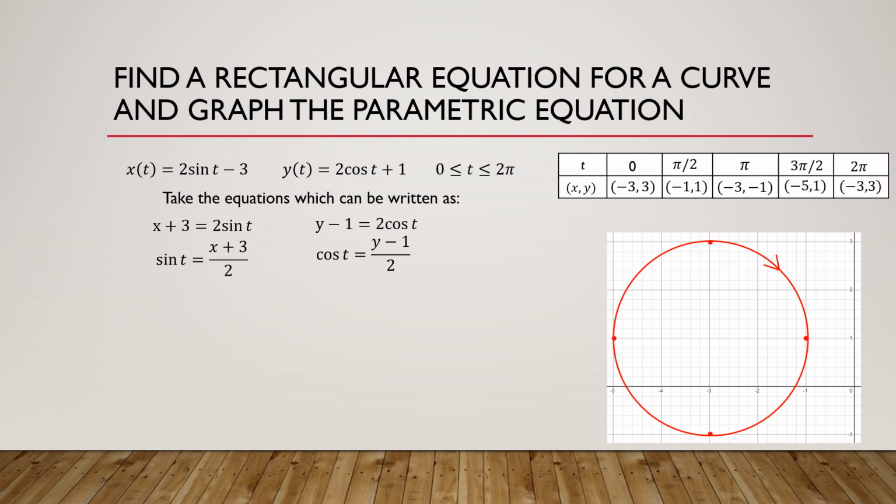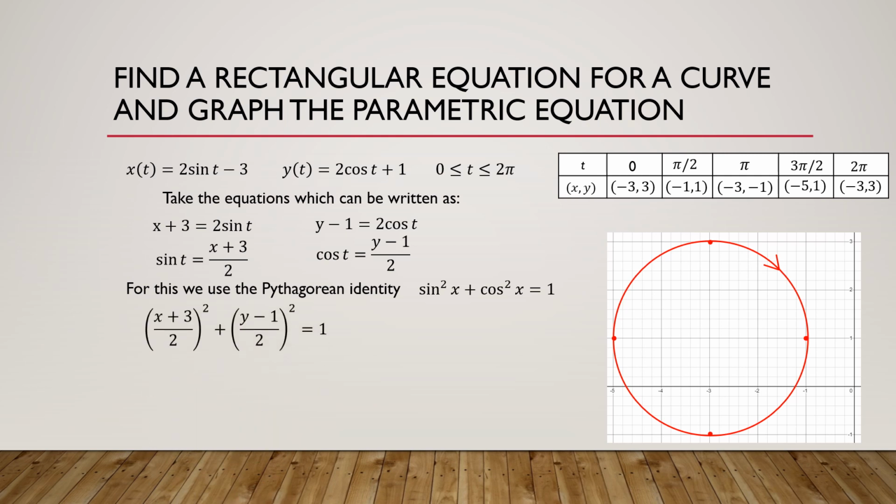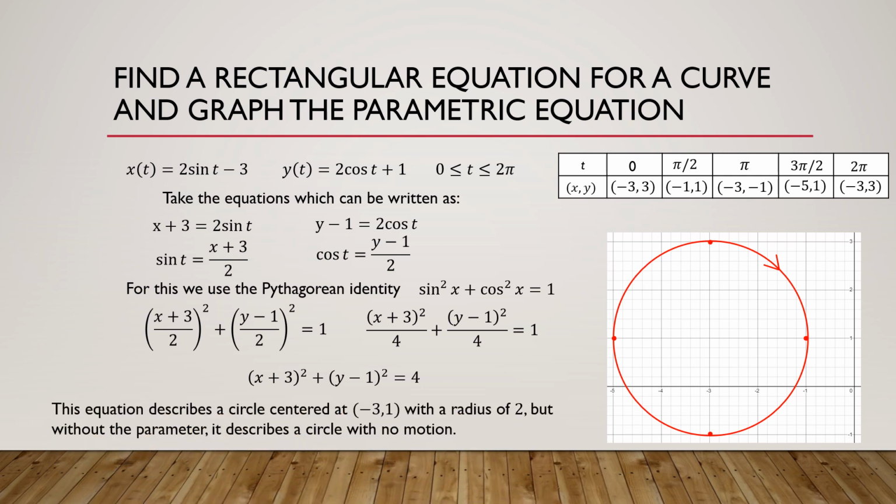From here, we use the Pythagorean identity sine squared t plus cosine squared t equals 1. Replacing the values gives us ((x plus 3) over 2) squared plus ((y minus 1) over 2) squared equals 1. Square the denominators, then multiply both sides by 4 to get (x plus 3) squared plus (y minus 1) squared equals 4. This equation describes a circle centered on (-3, 1) with a radius of 2, but without the parameter, it describes a circle with no motion.